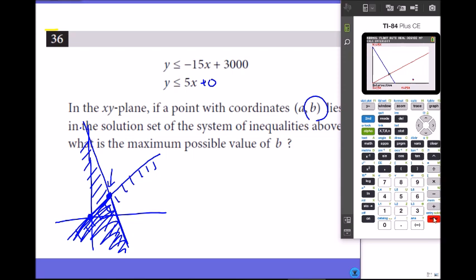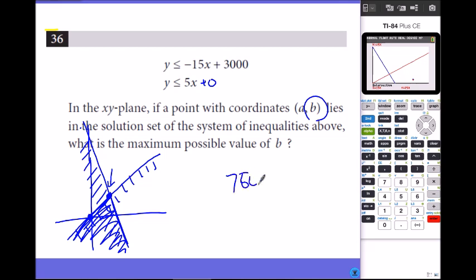So it is 750. My y is 750. x is 150, but they're looking for b, which is y, 750.